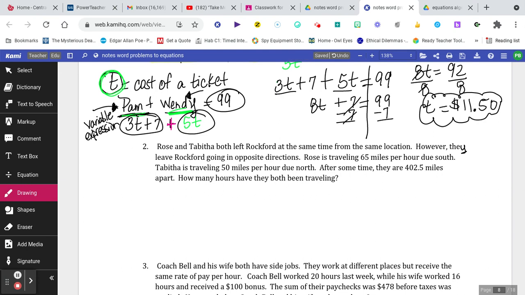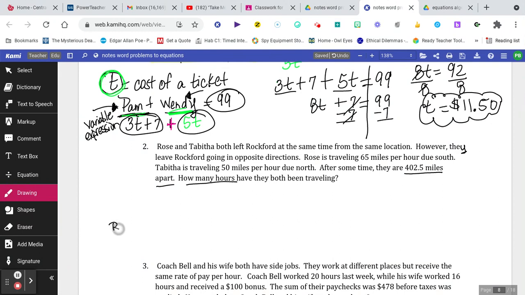Rose is traveling 65 miles per hour due south. Tabitha is traveling 50 miles per hour due north. After some time, they are 402 and 5/10 miles apart. So the question becomes, how many hours have they both been traveling? So I'm going to draw the diagram.